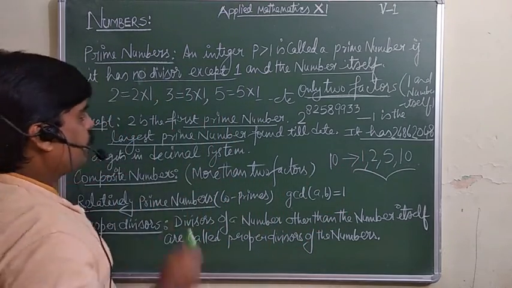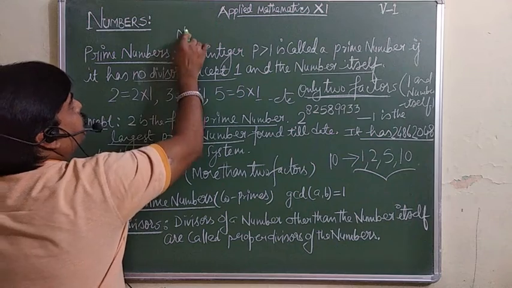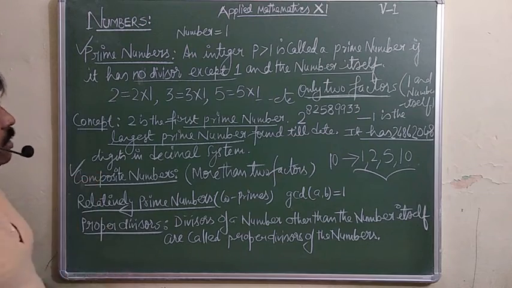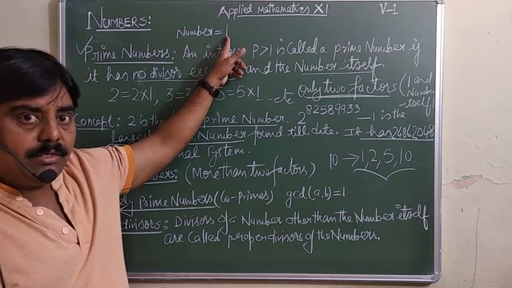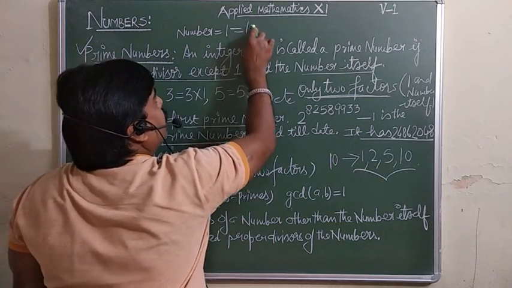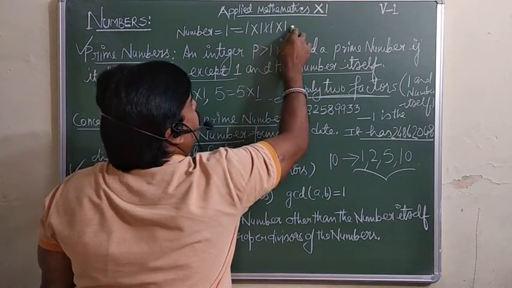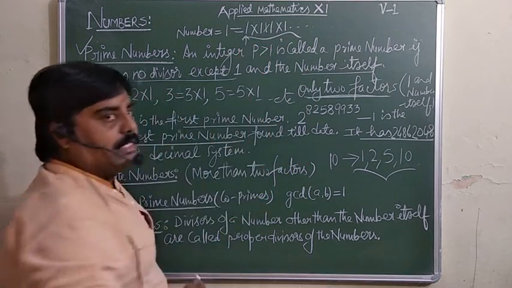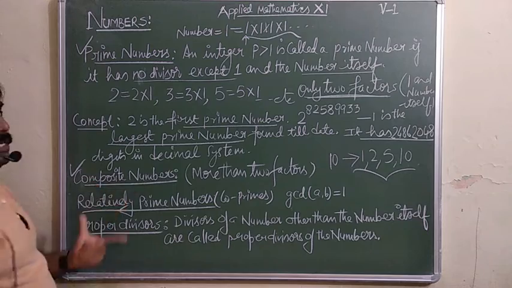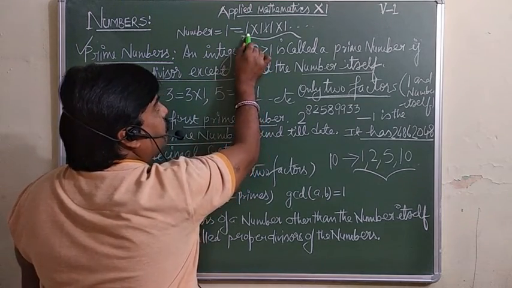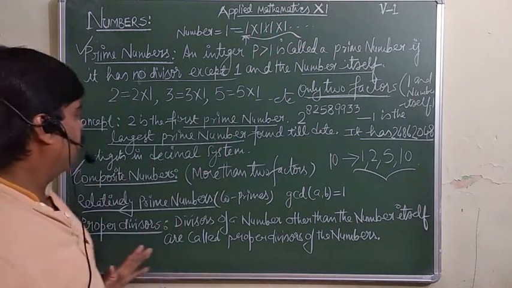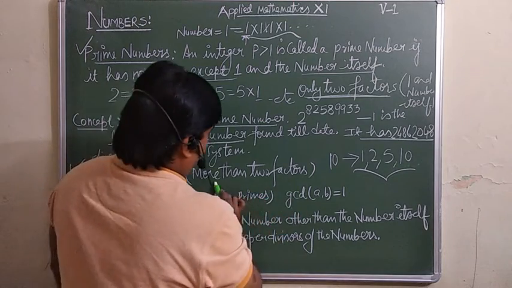Now if we talk about the number 1, it is neither prime nor composite, because 1 is divisible by 1 and the number itself, which is 1 only. If you write the factors of 1 as 1 into 1 into 1 into 1, the number of factors is still 1 only. Because it has only one factor, 1, it is neither a prime number nor a composite. If you write 1 a hundred times, it doesn't mean the factors are 100, because you are just repeating the number. Composite number means a number which has more than two factors.